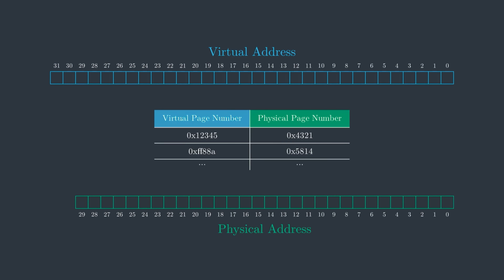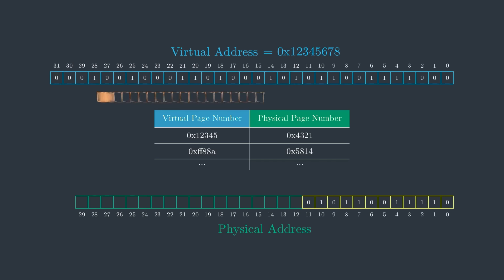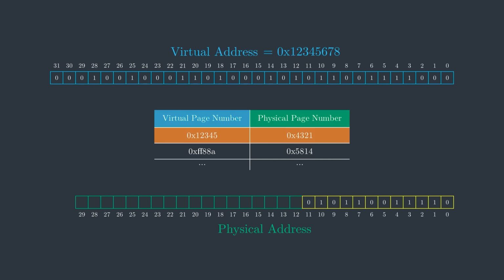Part of the virtual address without the offset is called virtual page number, and part of the physical address without the offset is called physical page number. Page tables map virtual to physical page numbers. Let's look at an example. Say that we want to translate a virtual address, say 12345678. The last 12 bits remain unchanged, which is 678, so we just copy this to the physical address. Then we look up the virtual page number 12345 in the page table, which returns a physical page number 04321. To get the full physical address, we concatenate the physical page number with the offset.